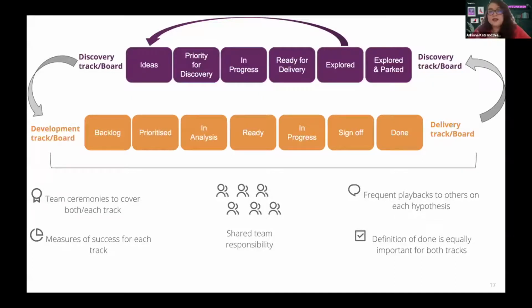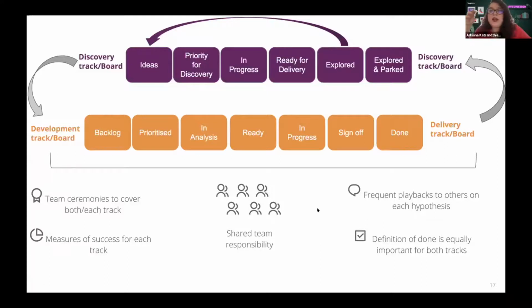So we actually had team ceremonies that focused on those two tracks. So say you have a stand-up, we had one for development items, and then we had one for discovery, which made it official that we had updates on both of those tracks. And we also had measures of success for both. We had acceptance criteria to move items from one category to another. And that was very important because essentially that ensures that we have a good spread of work and that we are focusing on the right things.